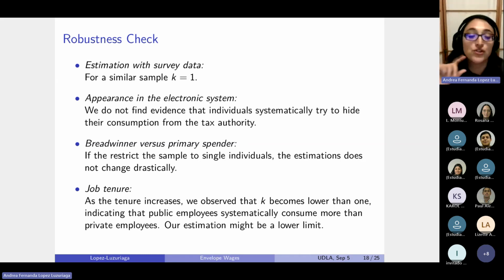If that is the case, we shouldn't be comparing our estimation with one, but with a value lower than one. But this kind of behavior goes against our estimation. So basically we think, okay, if we are calculating this evasion gap, what may be happening is that we are estimating a lower limit of the evasion gap, of this hiding of wages.